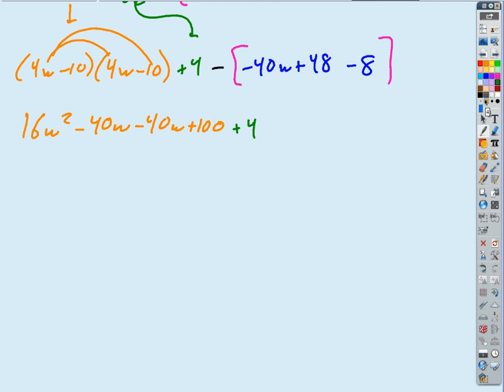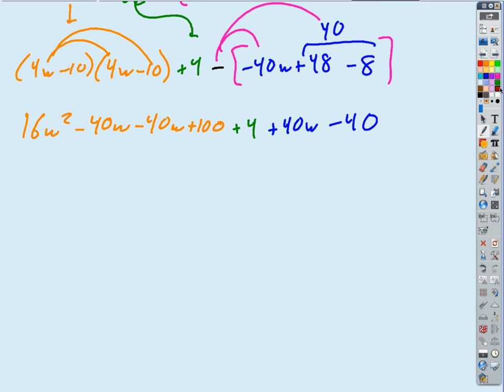Now let's go ahead. Maybe we can combine a couple things here. What's 48 minus 8? 40. So that's the same thing as saying plus 40, right? And we'll go ahead and distribute the negative sign to both terms. So minus negative 40w is going to be plus 40w, right? Minus 40. And now we've got this broken down to just a string of terms, and we're just going to combine like terms, right? So let's do that.